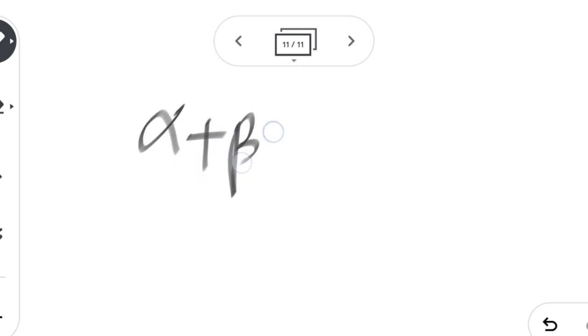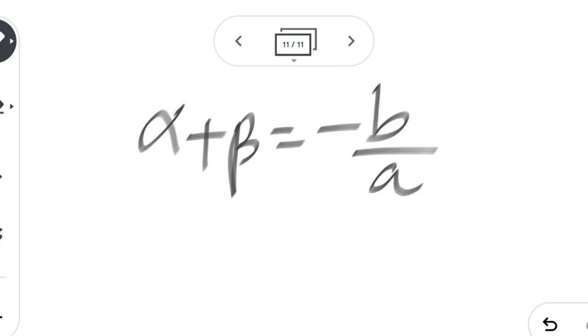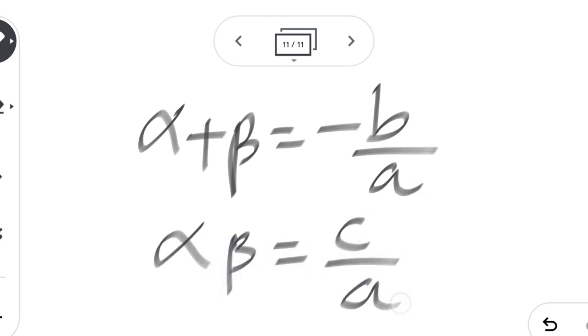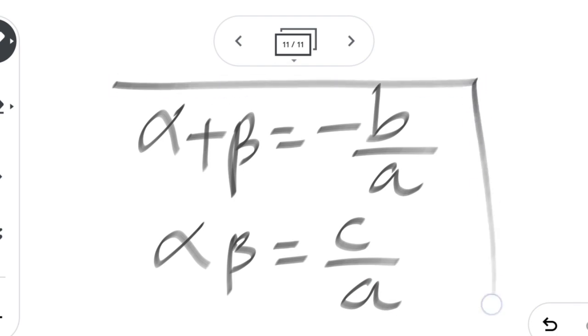Alpha plus beta equal to minus b by a. Alpha beta equal to c by a. Okay, where alpha and beta are the zeros of the quadratic polynomial, a is the coefficient of x square, b is the coefficient of x, and c is the constant term.